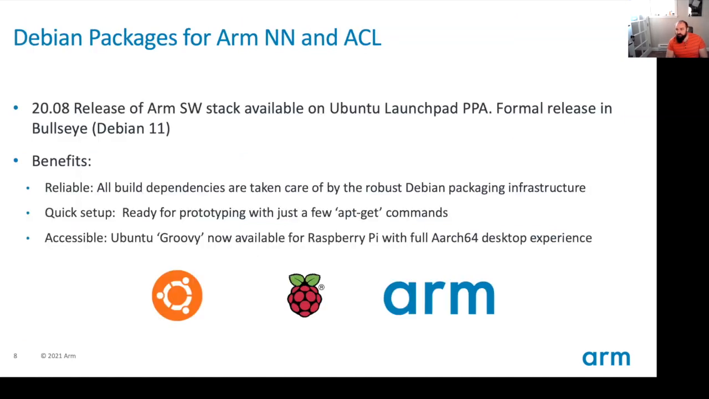Debian packages were released in the last release in November with 20.8. I've tested it with Ubuntu Groovy on a Raspberry Pi. I would recommend the 8 GB of RAM version if you want to run Groovy. Some others have run it with the 64-bit version of Raspbian. Either way, you need a 64-bit operating system just to make sure you get the performance benefits that you want. 32-bit's not supported for those packages.